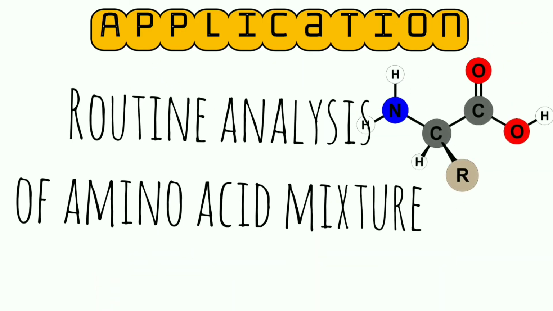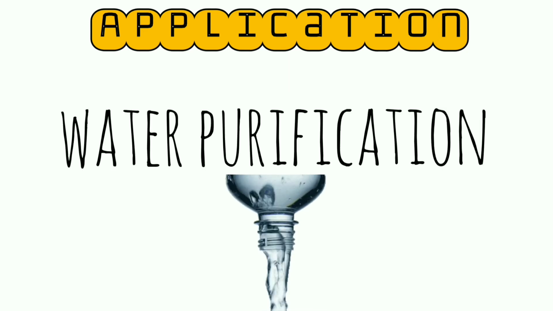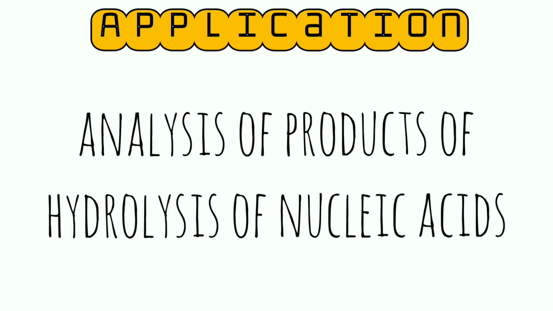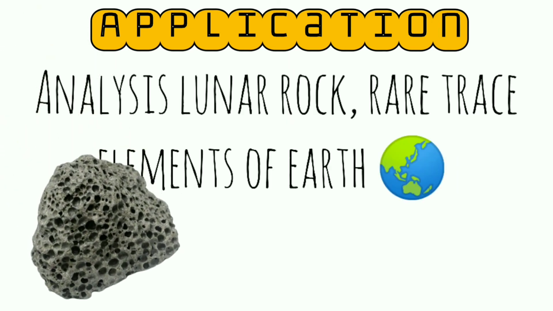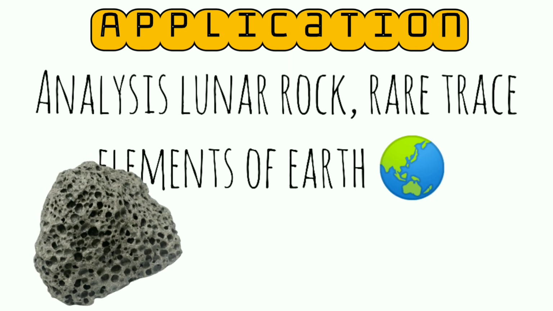An important use of ion exchange chromatography is in the routine analysis of amino acid mixtures. The 20 principal amino acids from blood serum or from the hydrolysis of proteins are separated and used in clinical diagnosis. This is the most effective method for water purification. In the analysis of products of hydrolysis of nucleic acids, chelating resins are used to collect trace metals from seawater and to analyze lunar rocks and rare trace elements on Earth.